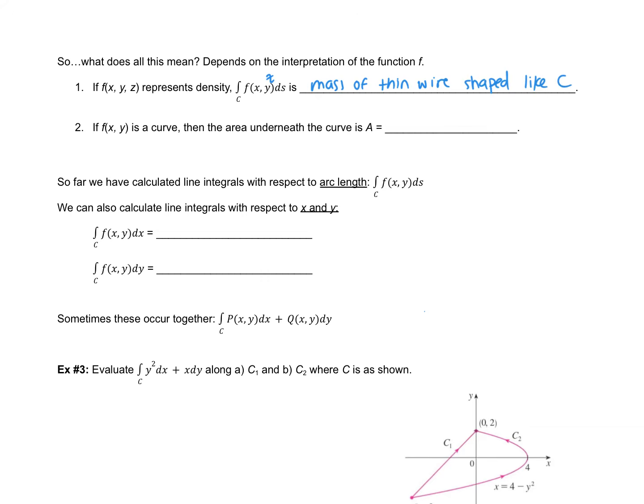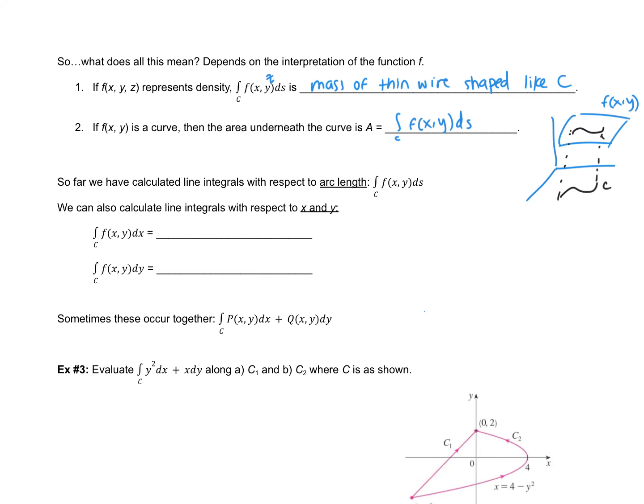Instead, if f of xy is a curve, then the area underneath the curve can be given by the line integral of f of xy ds. So for example, what I mean by that is if we have some curve like this, so this is our f of xy, so that's some surface, and then if we have some curve C on the xy plane, our line integral will give us this whole area as if we put C up onto the curve.